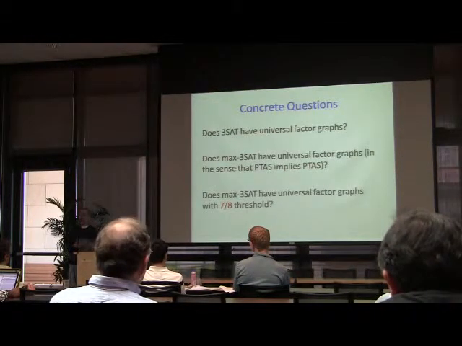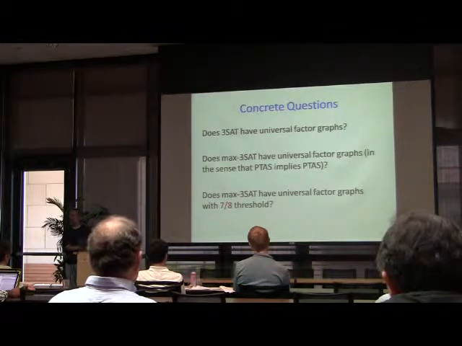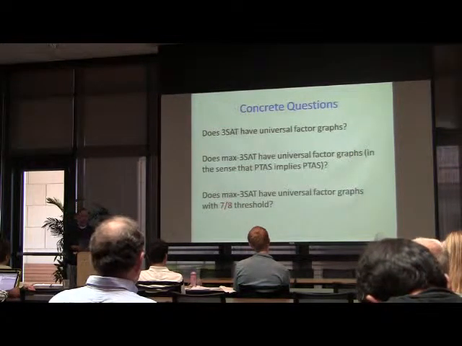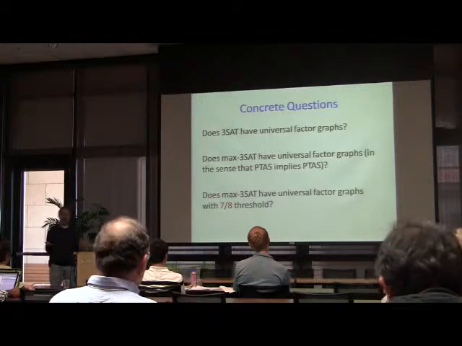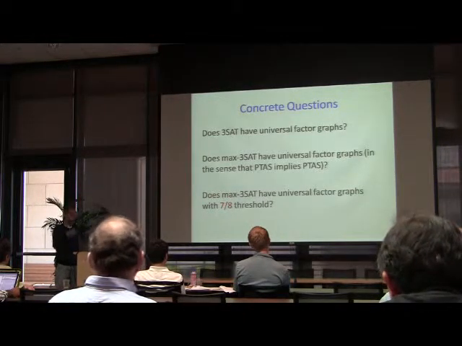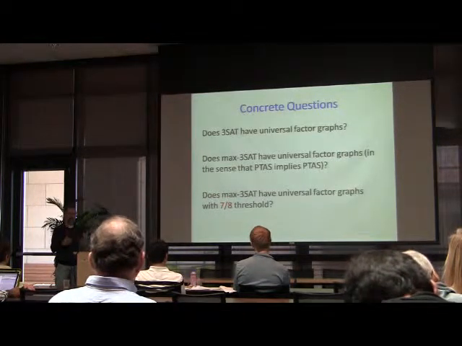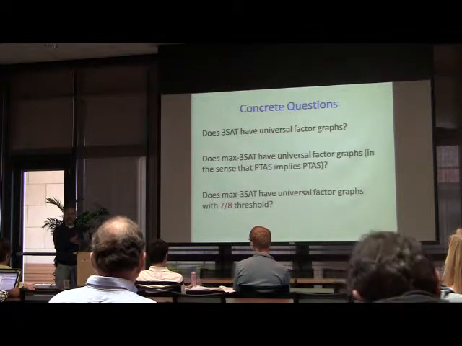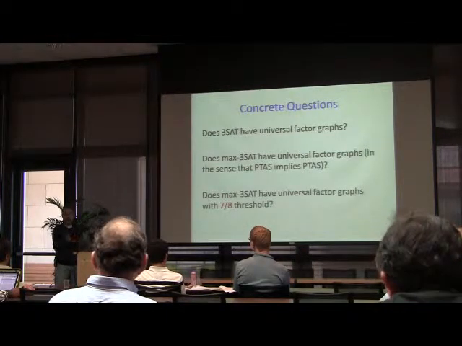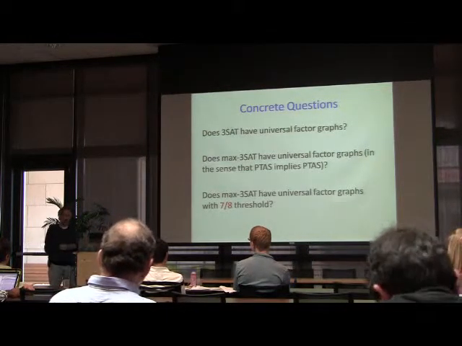So here are concrete questions that we can ask regarding factor graphs. Does 3-SAT have universal factor graphs? Is there a particular graph or family of graphs, one for each input size, such that if you can solve 3-SAT on this graph in polynomial time, you can solve it on any factor graph?